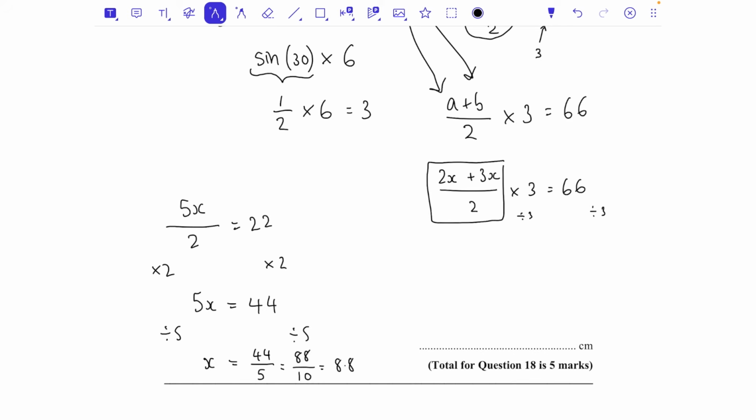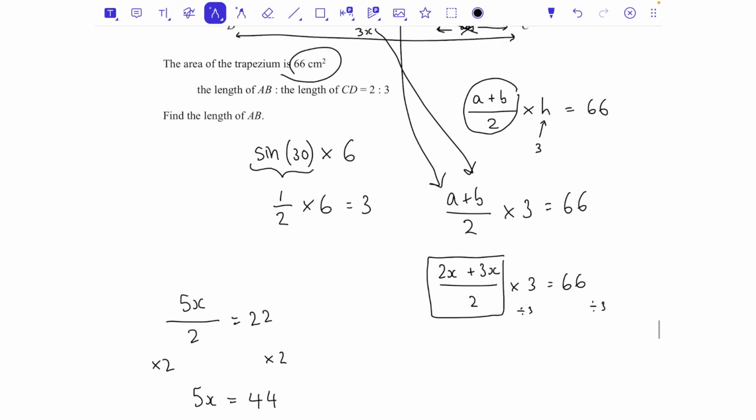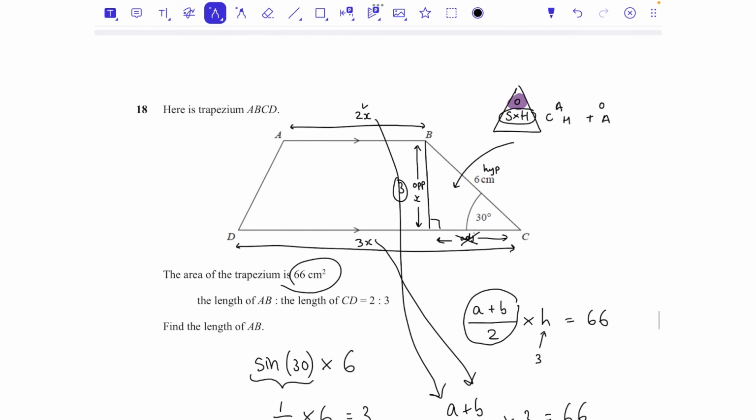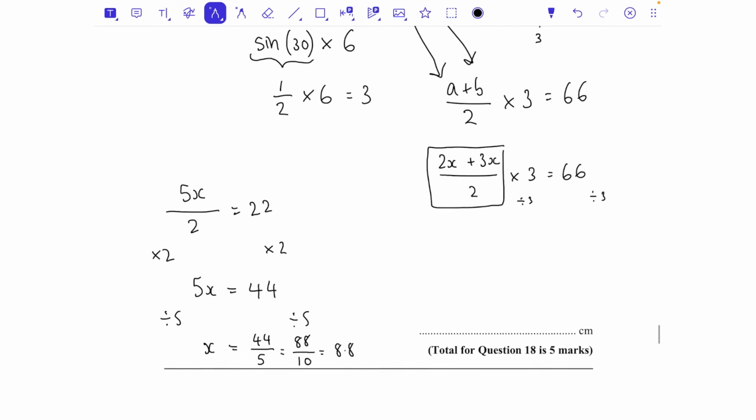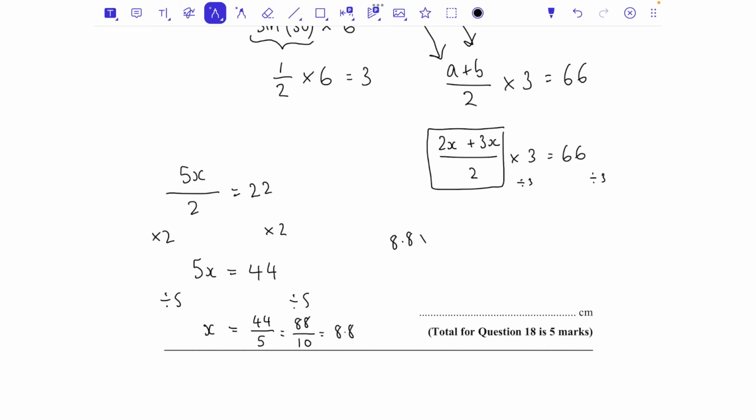So 8.8 is x. That means if we know that the top one is 2 lots of 8.8, that's 17.6. And if I know that the bottom one is 3x, we would do 3 lots of 8.8, but I don't need to. Find the length of AB was the question, and that is my answer. So 8.8 multiplied by 2 was 17.6, and that would be your answer. 5 marks for that one.